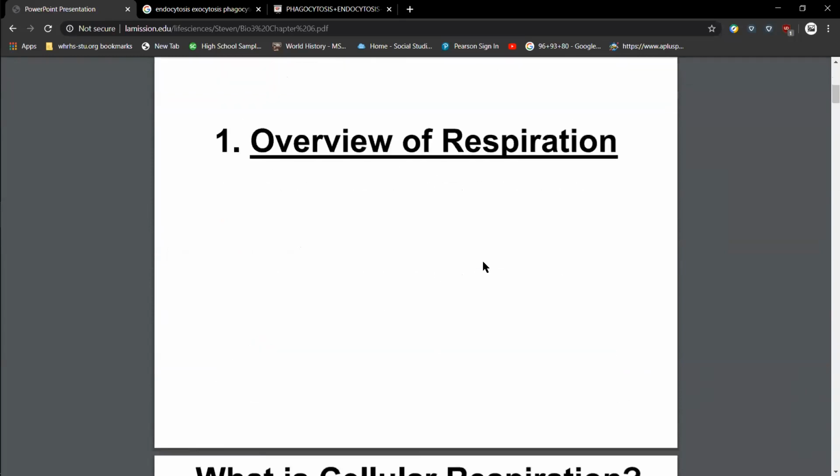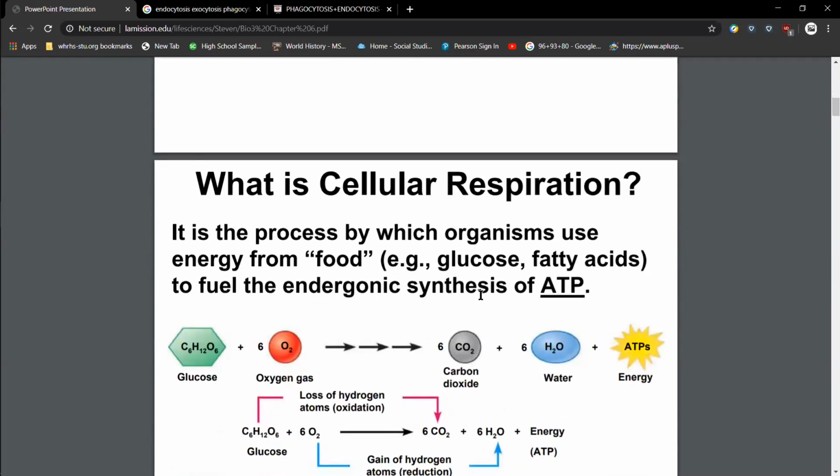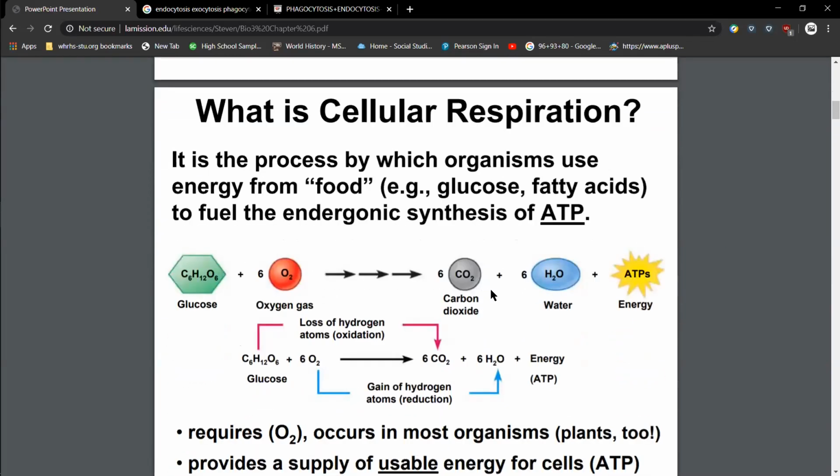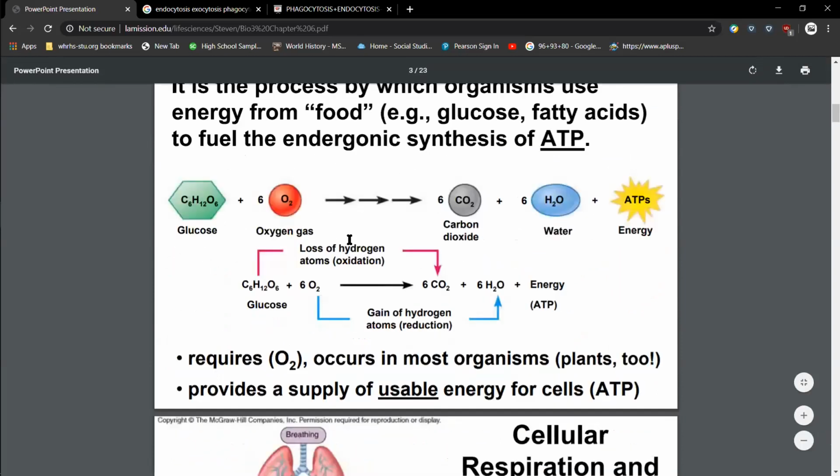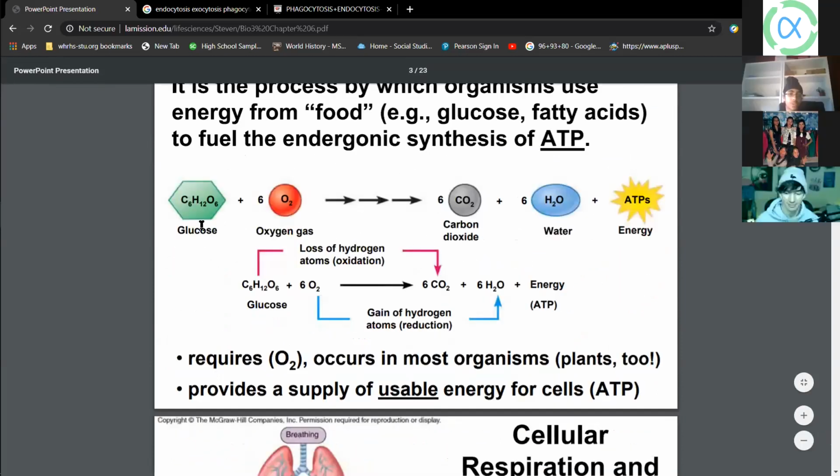So, overview of respiration. What is cell respiration? Cell respiration is the process by which organisms use energy from food. They're going to use glucose, which is a sugar. They can also use fats sometimes, and they fuel the synthesis of ATP. Now this is the equation for cell respiration.